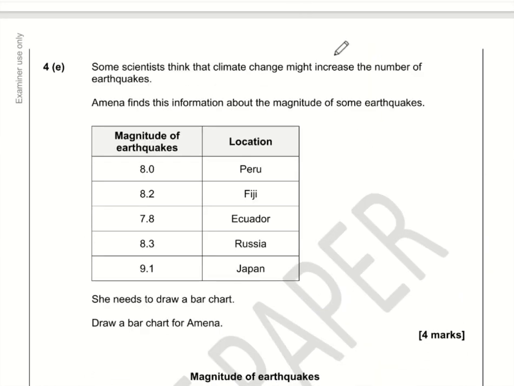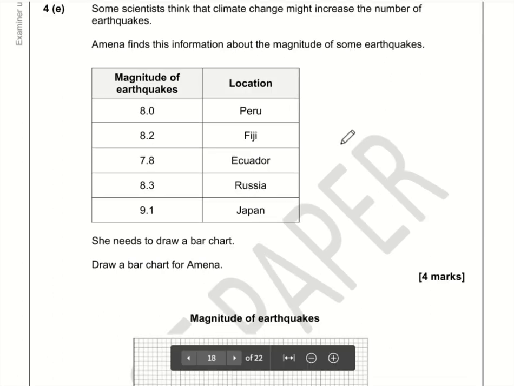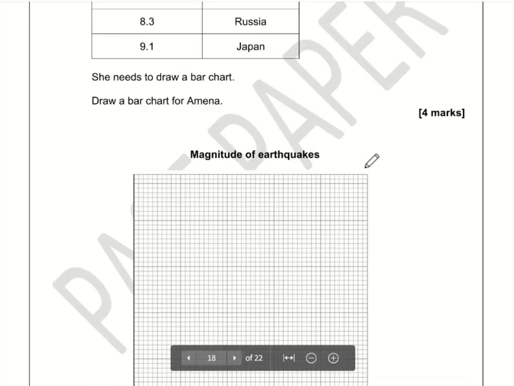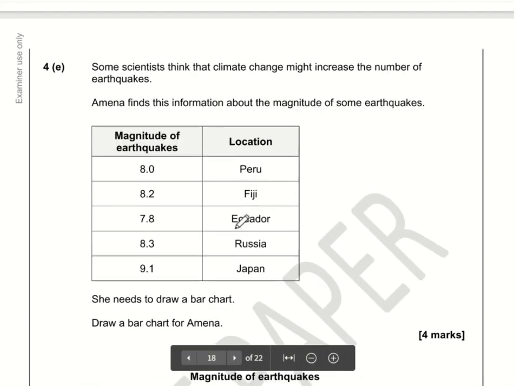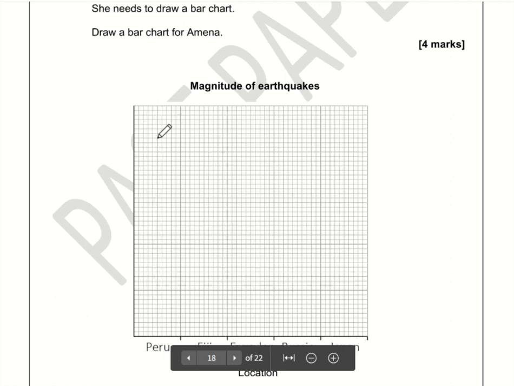Okay, so for part E, what we need to do is draw a bar chart for this information. So we can see that it's already set up with the locations along the bottom. So up the side, it's going to be magnitude.